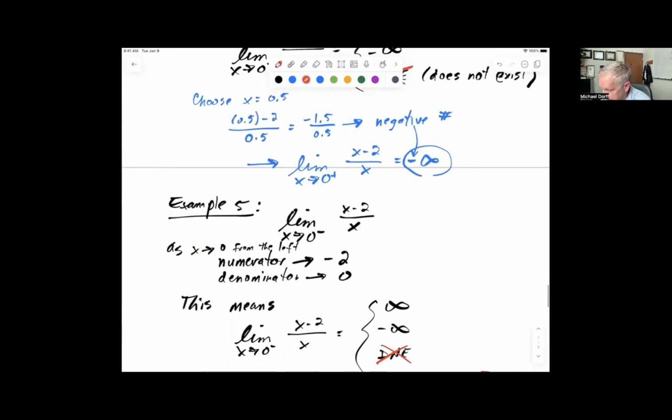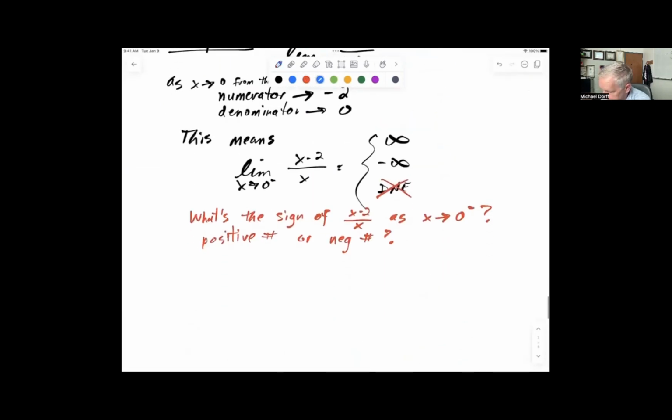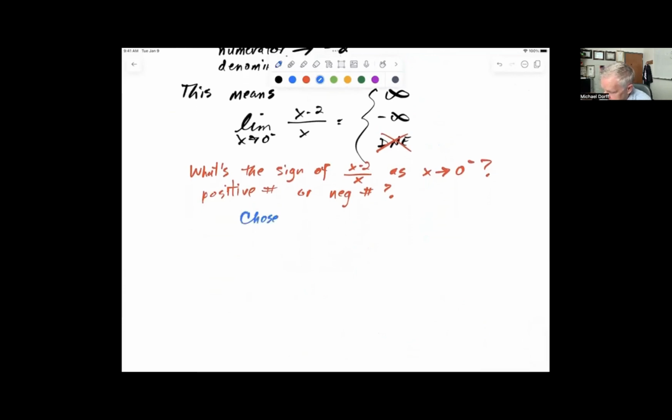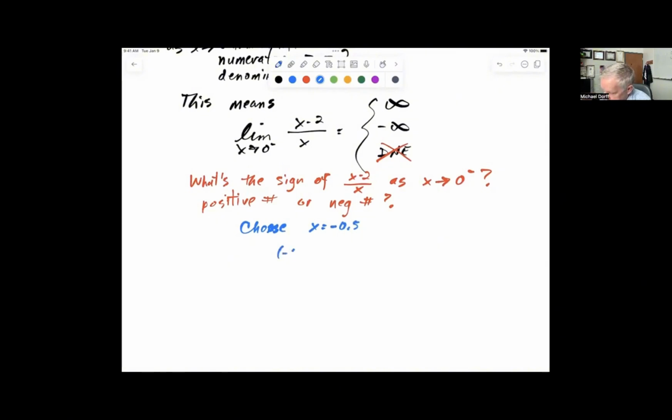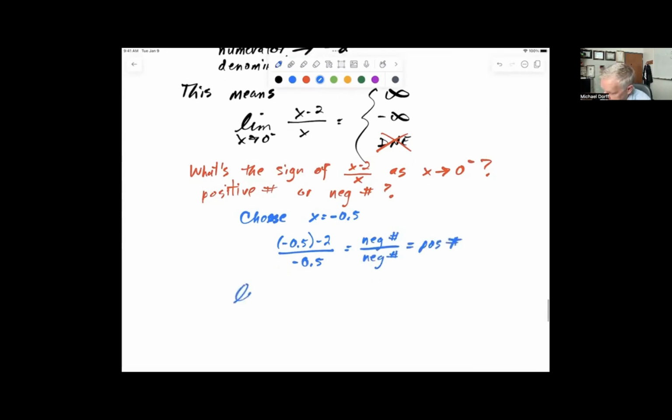So I'm going to do just like we did before. We could choose a number that's a little bit less than 0. So let's choose x equals, let's say, negative 0.5. When I do that, I'm going to get (negative 0.5 minus 2) in the numerator over negative 0.5. And that gives me a negative number over a negative number, which is a positive number. So the limit as x goes to 0 from the left of (x minus 2) over x is going to equal positive infinity.